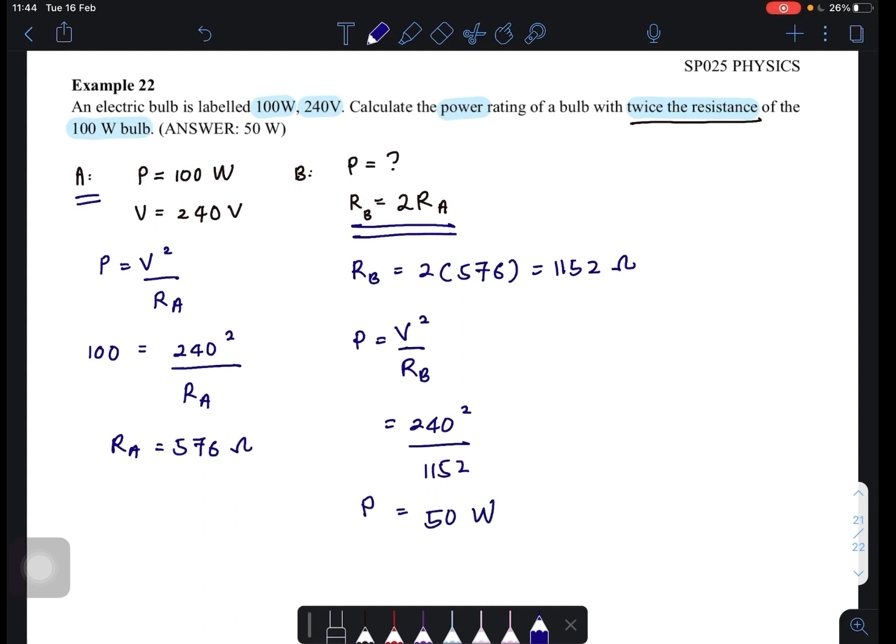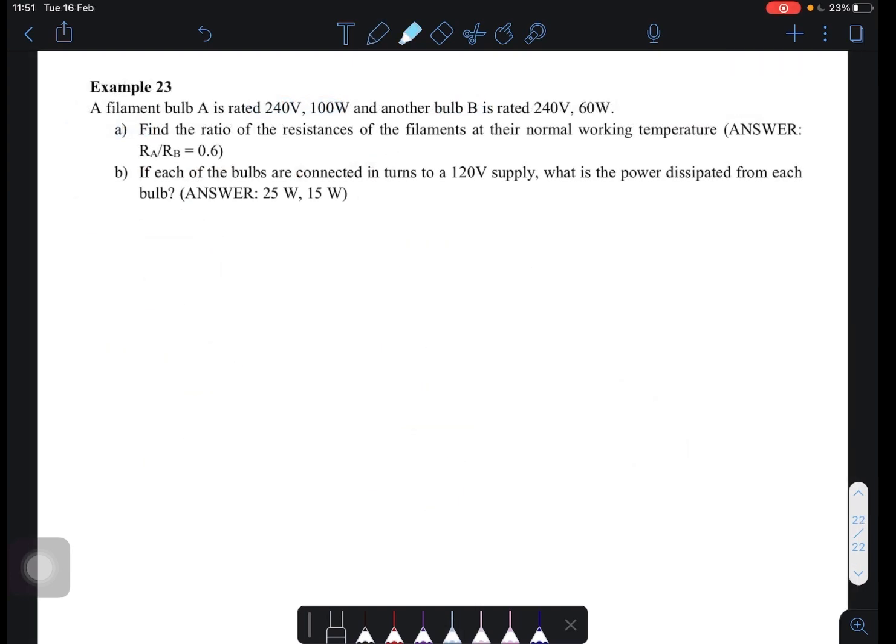Okay, so here as you can see, when the resistance increases, the power will decrease. So according to this formula, P is inversely proportional to the resistance. Next, example 23. A filament bulb A is rated 240 volt and 100 watt, and another bulb B is rated 240 volt and 60 watt. Find the ratio of resistance of the filaments at their normal working temperature.